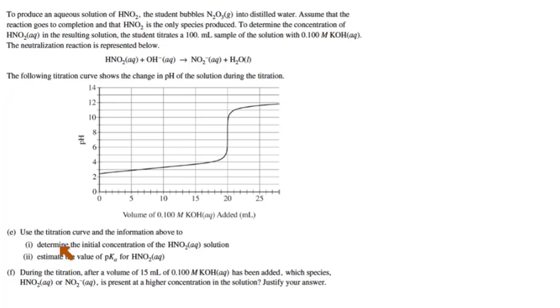Using the titration curve and the information above, determine the initial concentration of the HNO2 solution. In order to do that, we need to know how much KOH was added when the reaction stopped. So that is here. This is the reaction occurring when it's at the flattest. That is when the buffers are equal, and then it'll continue until it's completely saturated here.